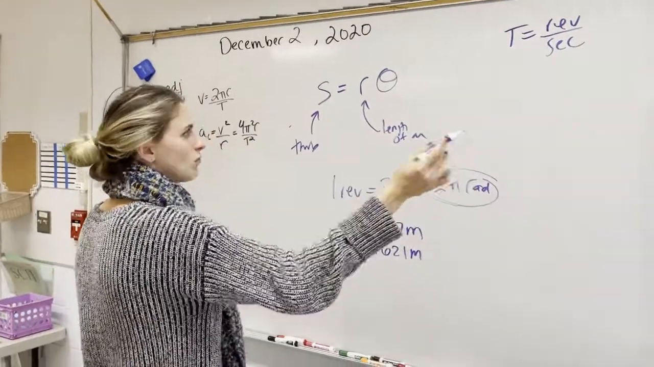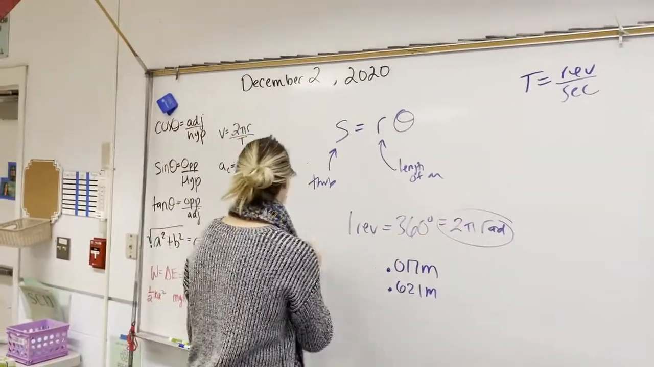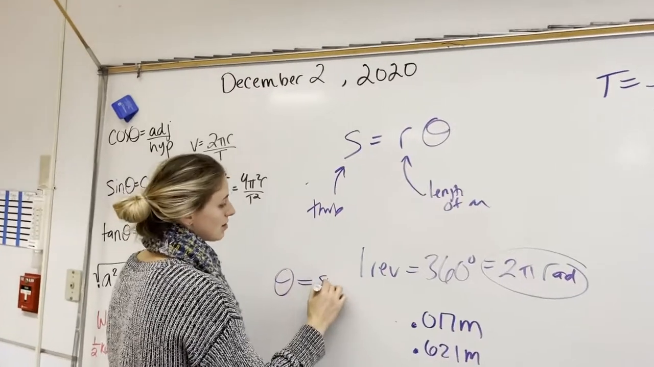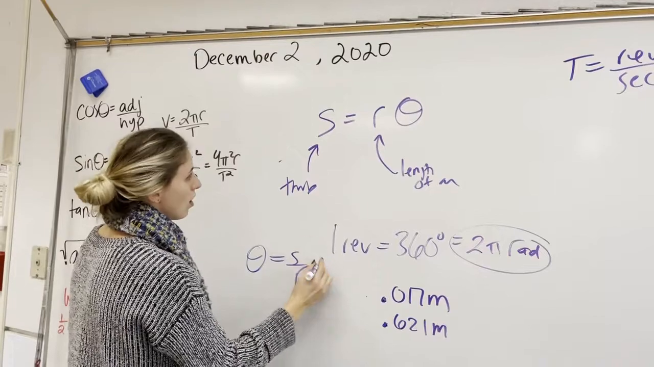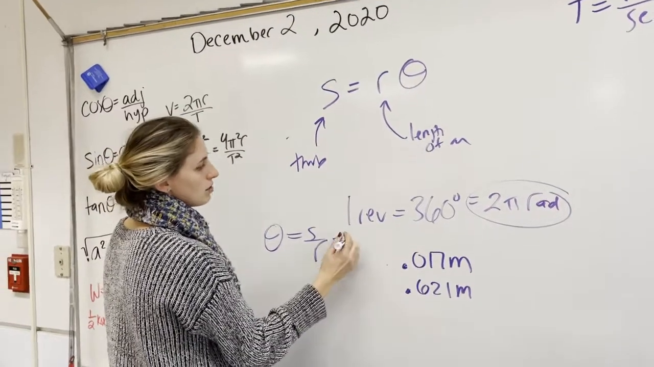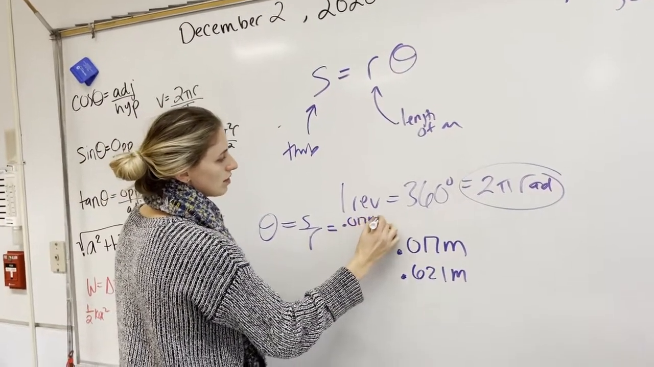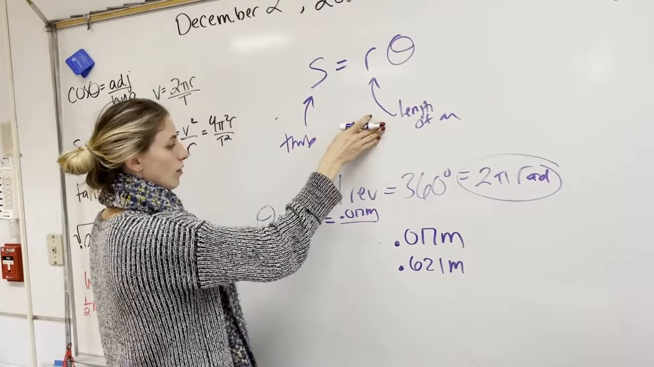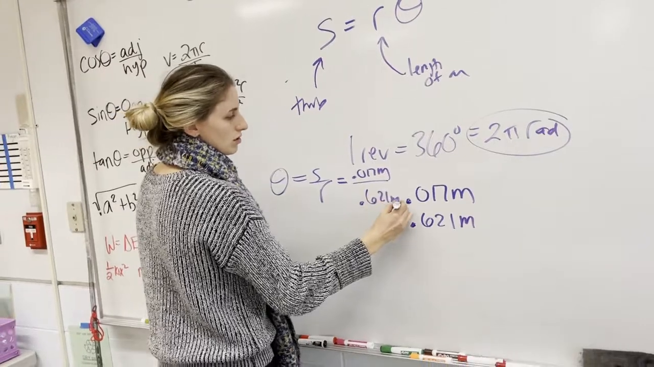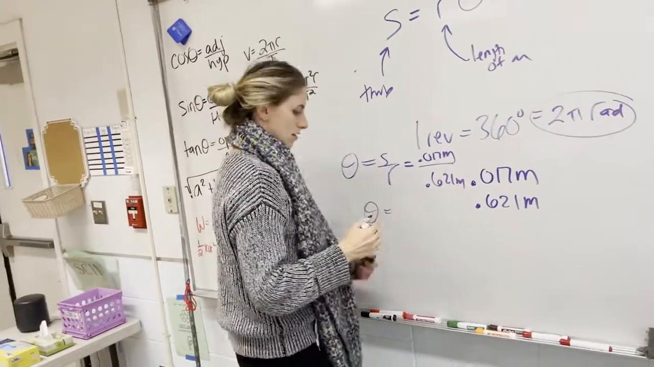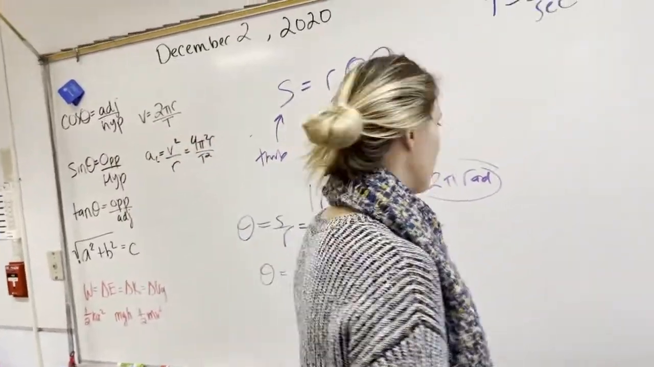Okay, and we have so kindly put the equation that we're using up there for you guys. But you guys know you could just divide by R. And so our S is our thumb, which is 0.017 meters, divided by our R, which is the length of our arm, which is 0.621 meters. And the number you get is going to be in radians. That's why we're using radians. That is why radians matter.